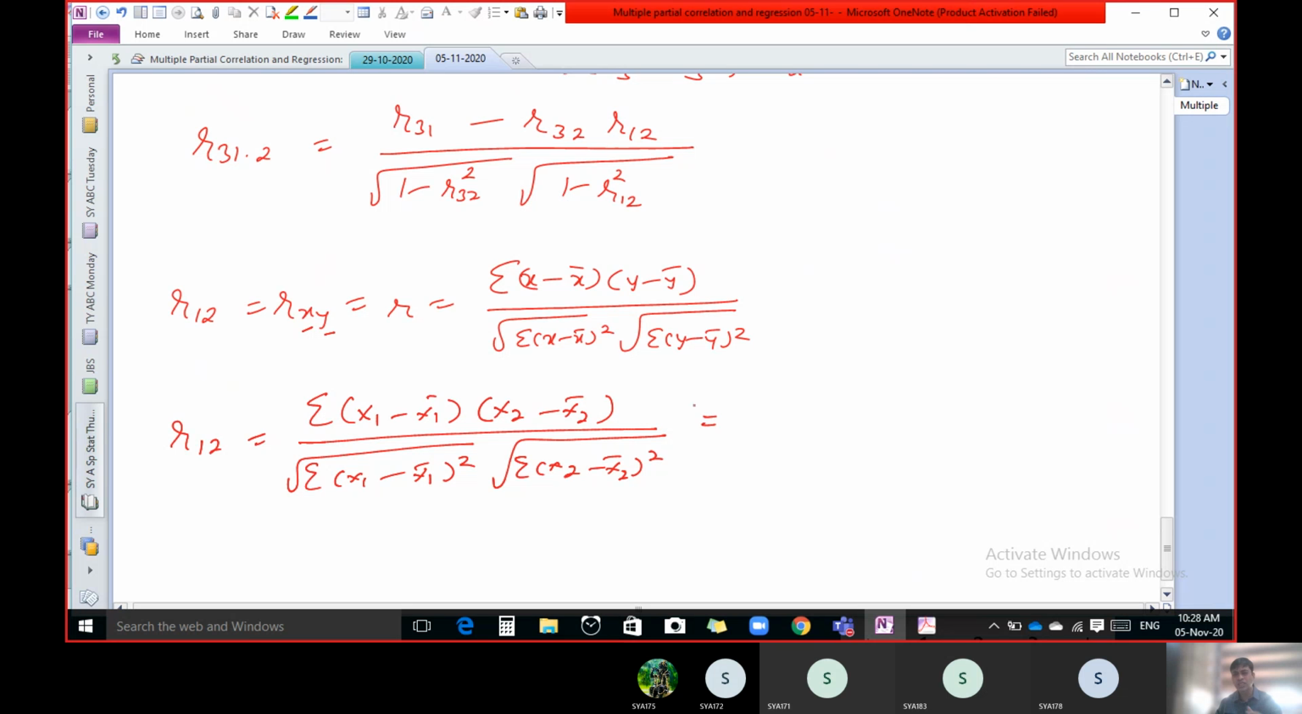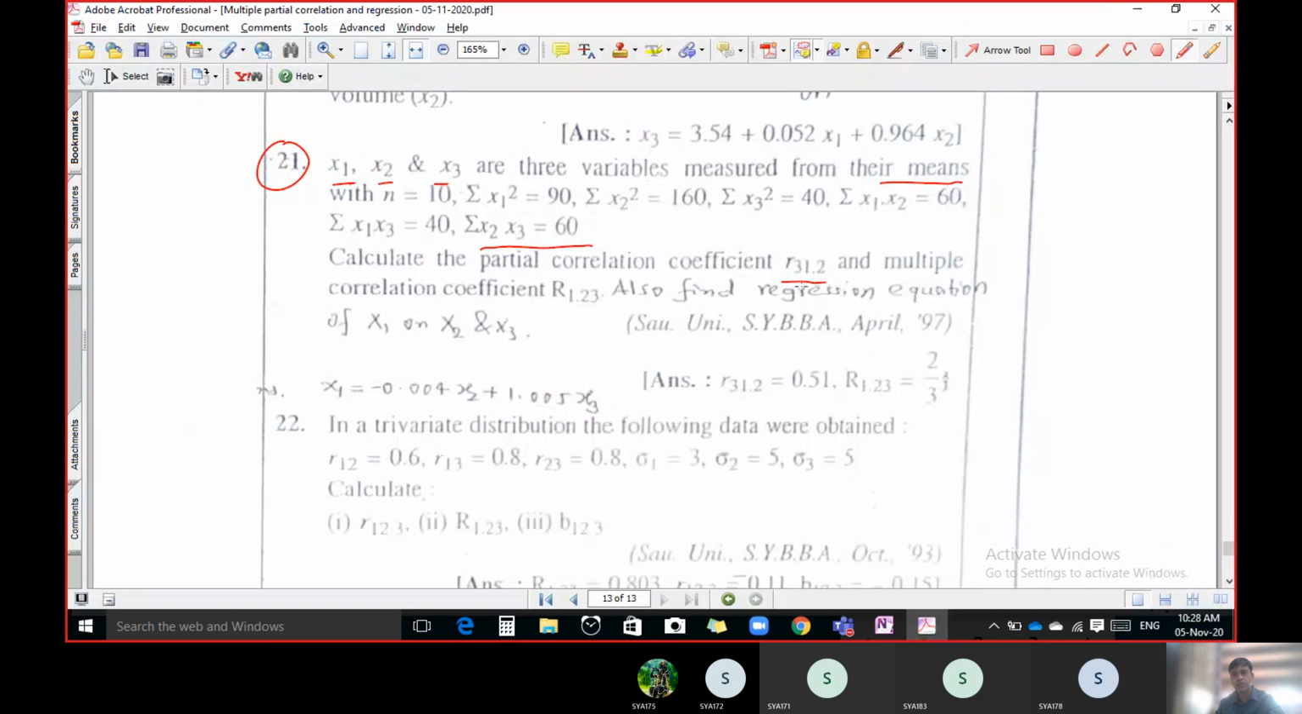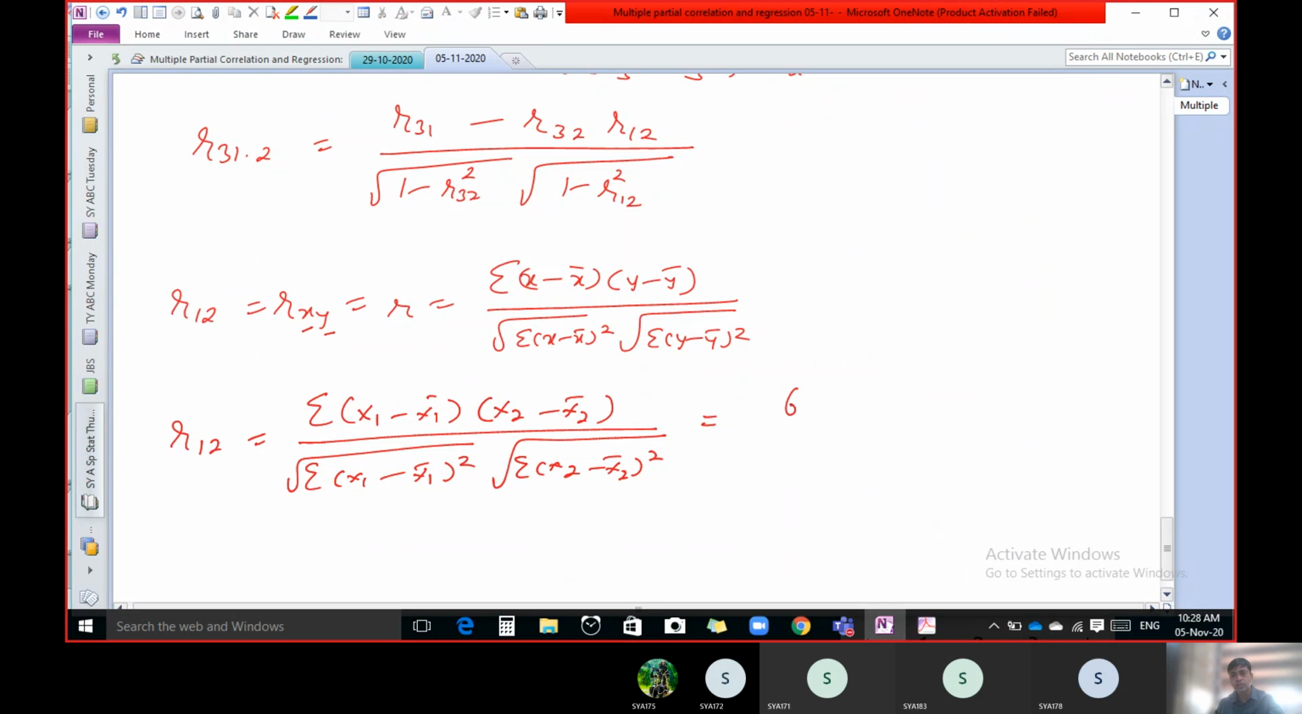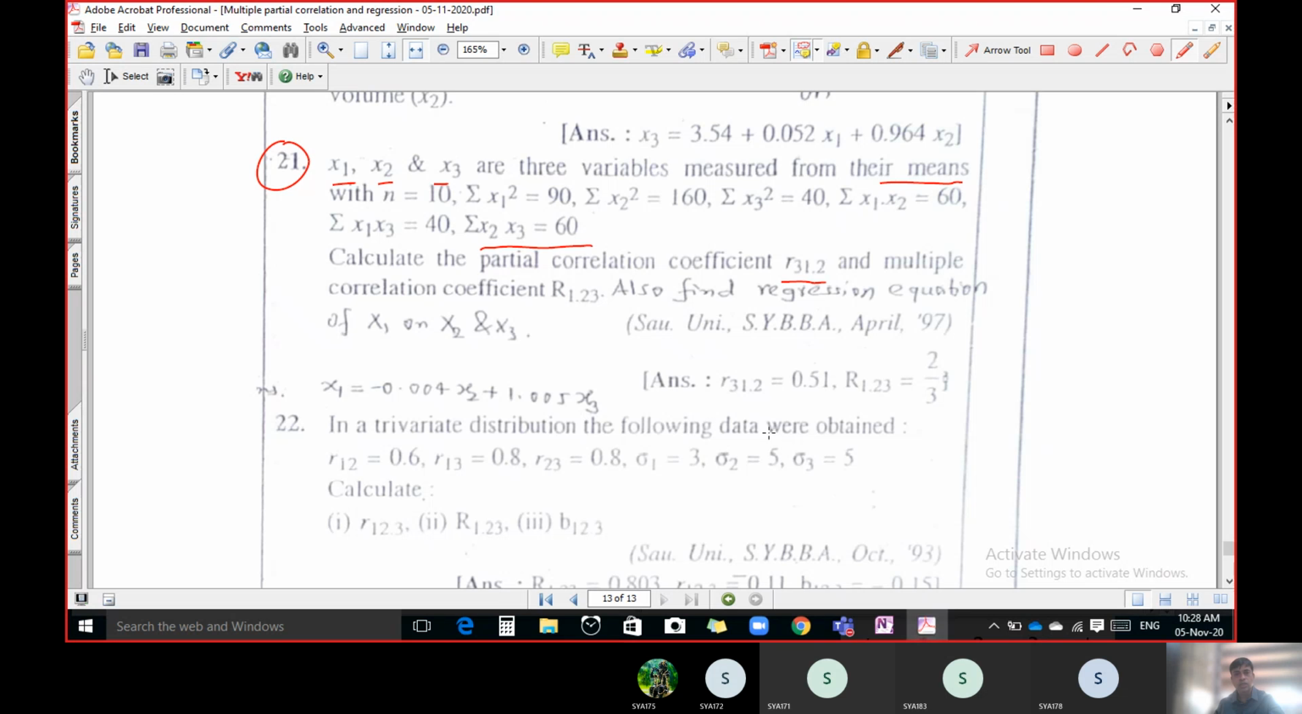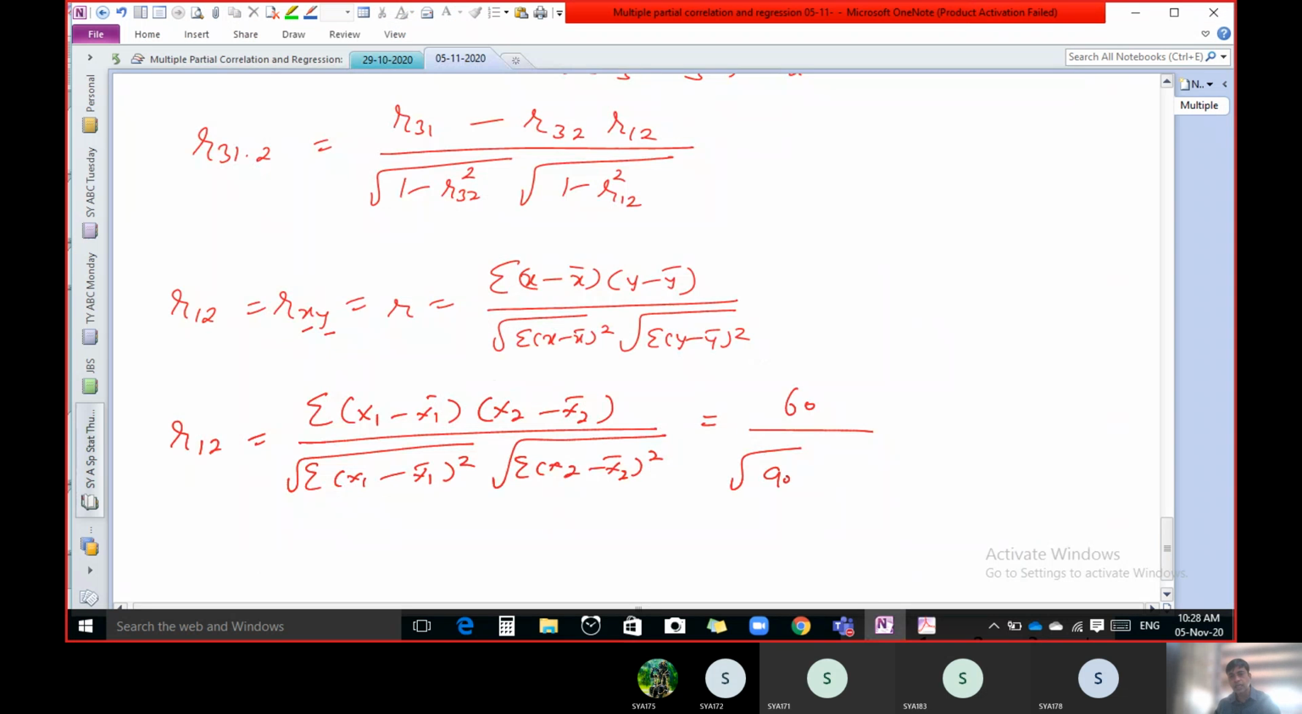So it's the same as correlation, and the value of sigma x1 minus x1 bar, x2 minus x2 bar is given, 60. So this is 60 upon root. Sigma x1 squared is given as 90 and this is 160. So first multiply 90 into 160, take its root and tell me what is the value. 120. So 60 upon 120, that is 0.5, is the value of R12. So now R12 is known.